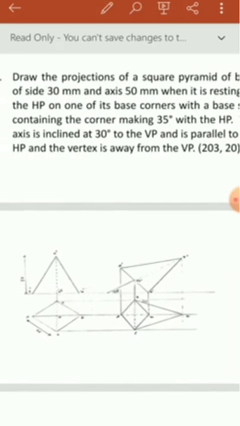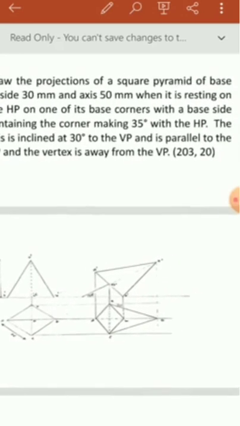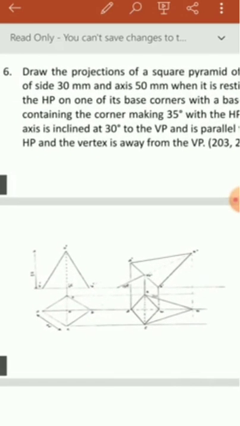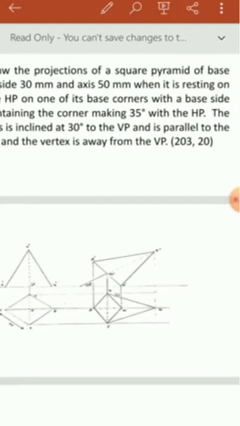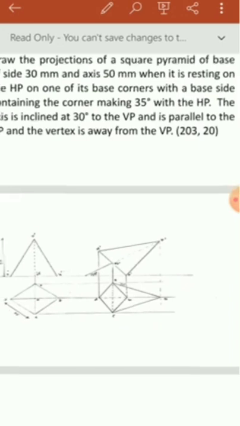the axis is inclined 30 degrees to VP and parallel to HP. Just tilt the axis 30 degrees to VP and parallel to HP, and transfer the points from this side to that side and mark as well as possible. You can get this image.